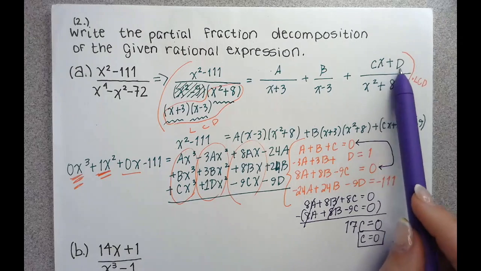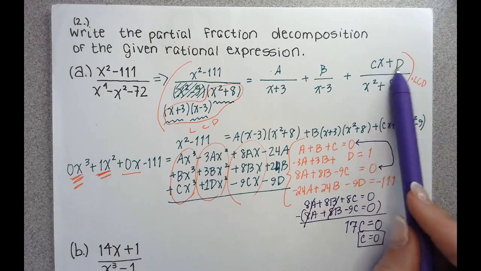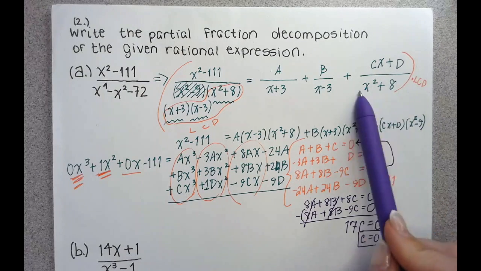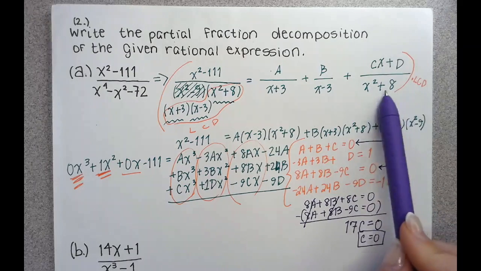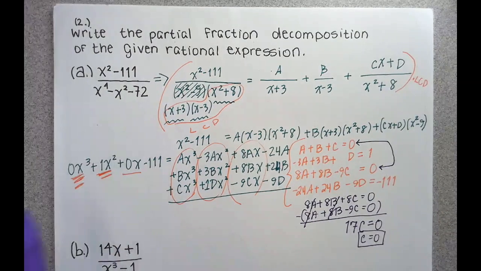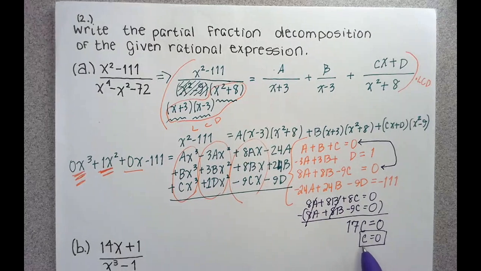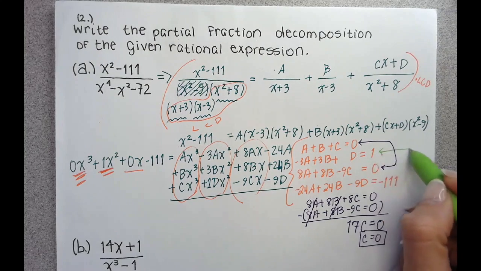Now, that definitely tells me that D is not 0. I have to have something above it. I can't not have this expression, because if I don't have this whole entire expression, this denominator won't be a part of my least common denominator. So far, so good.